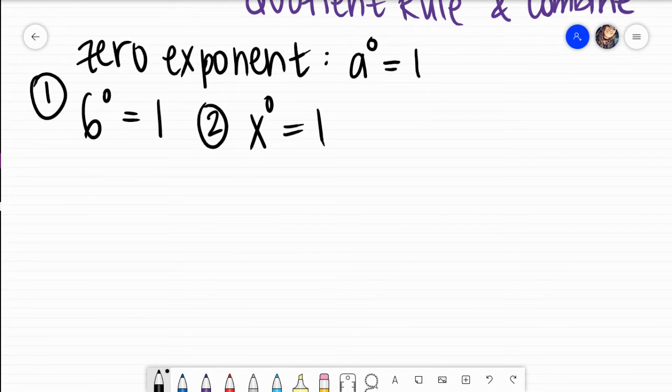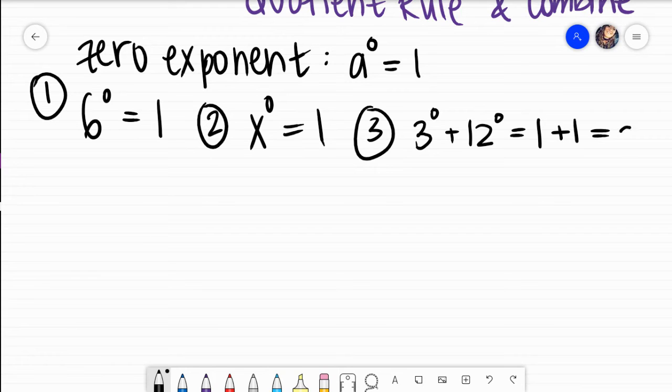Okay, there was an example similar to this that I saw in the homework. Say we have 3 to the 0 plus 12 to the 0. 3 to the 0 would be 1. 12 to the 0 would be 1. So what we have is 1 plus 1, which is just 2. Does that make sense? Okay. That's really it as far as 0 exponent examples, not including the negative sign. So let me show you if we do have the negative sign.